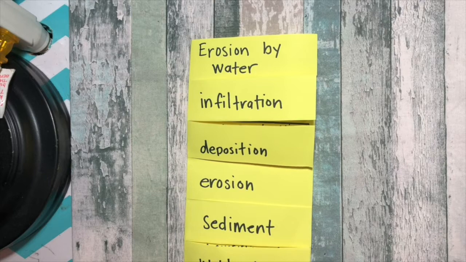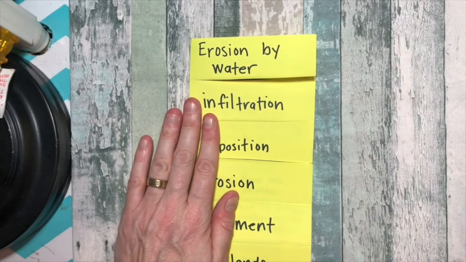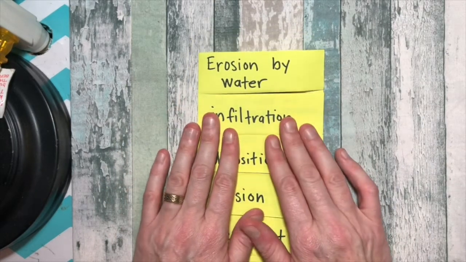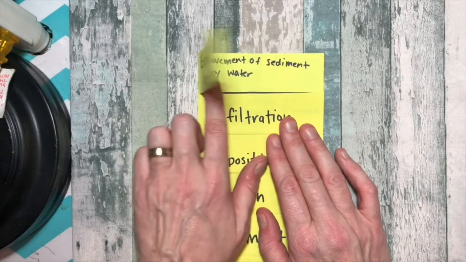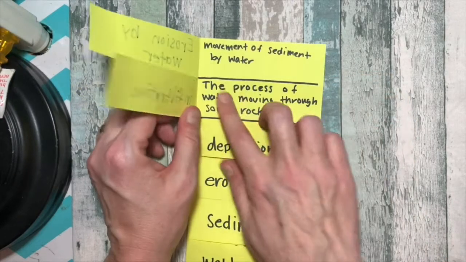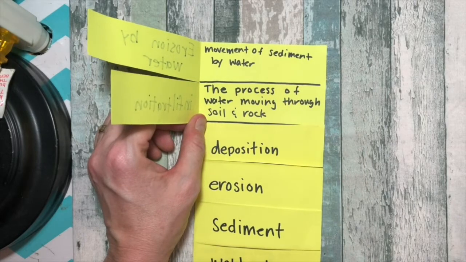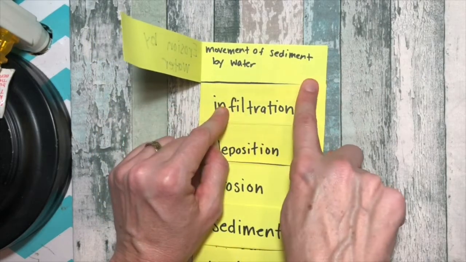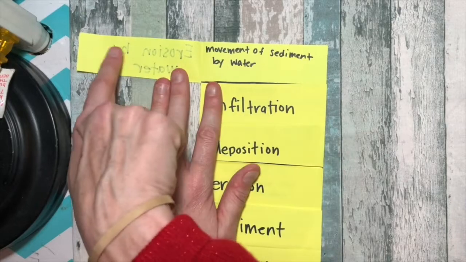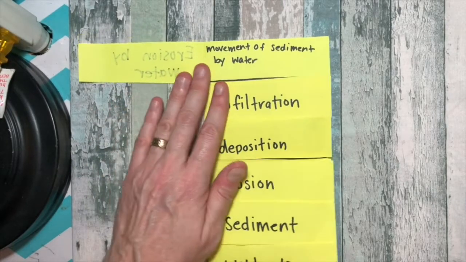Okay, so now that you have your foldable all completed and filled out, we're going to start at the very top with erosion by water. If you want to draw a line, I usually draw lines on mine just to make it easier so I can tell where I need to stop writing because I'm going into the next section. You can also write on the back side of yours if you need more room, and that is no problem at all.